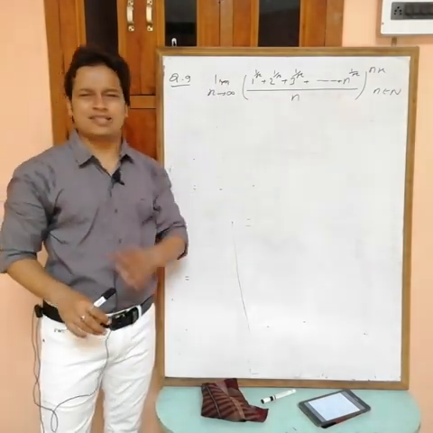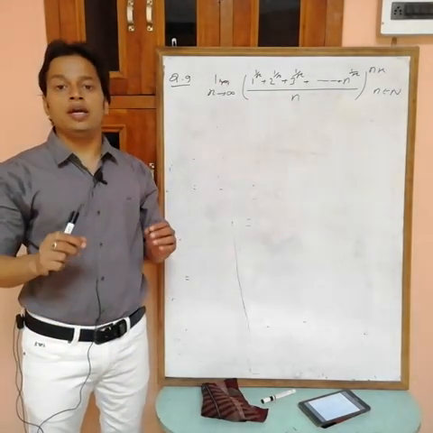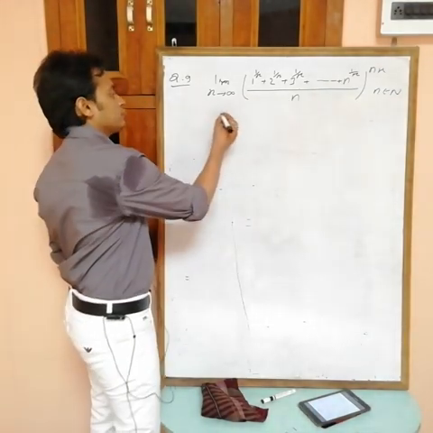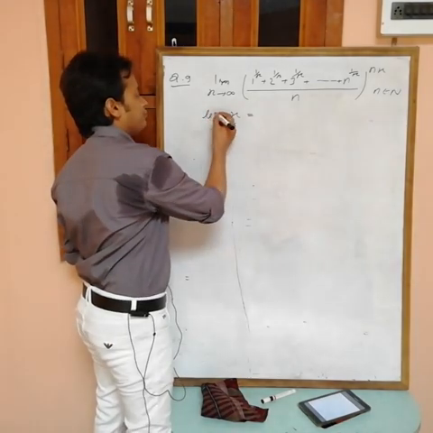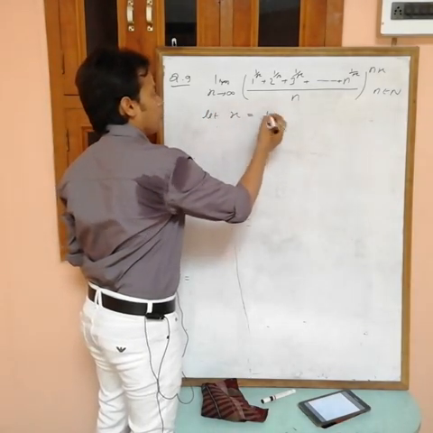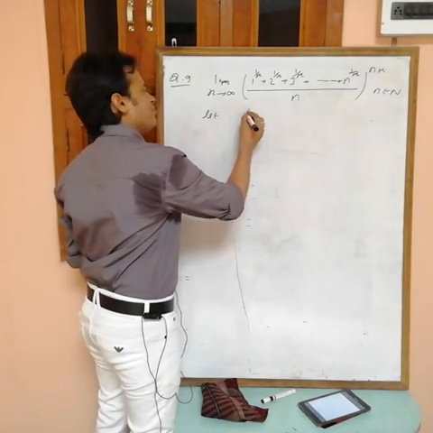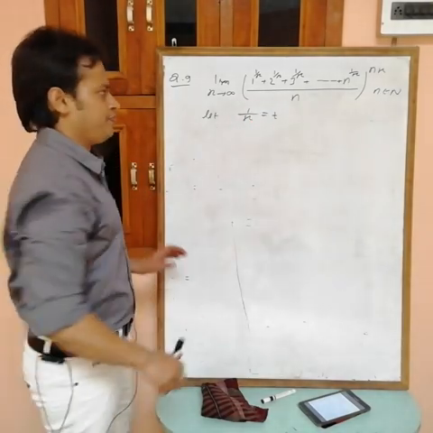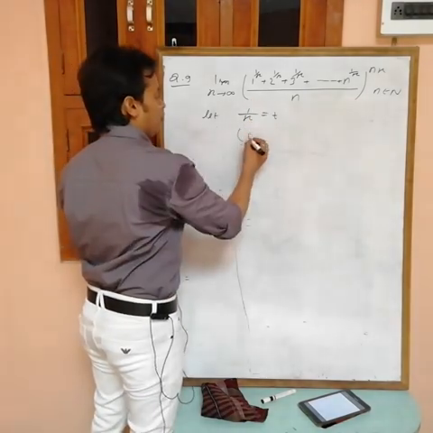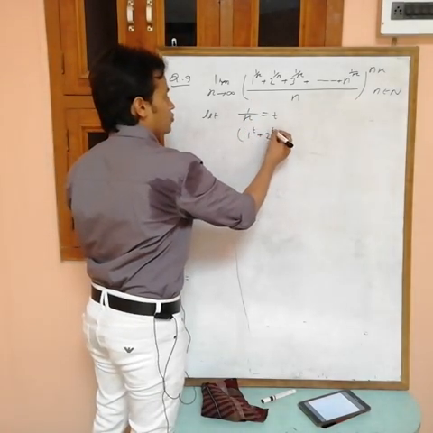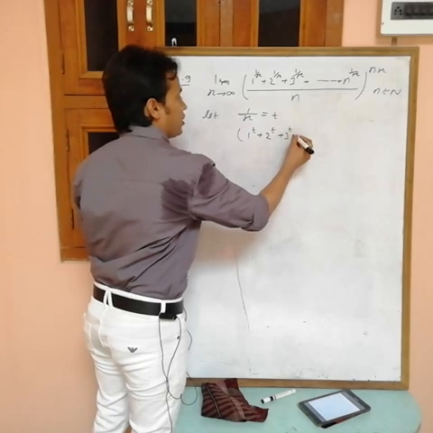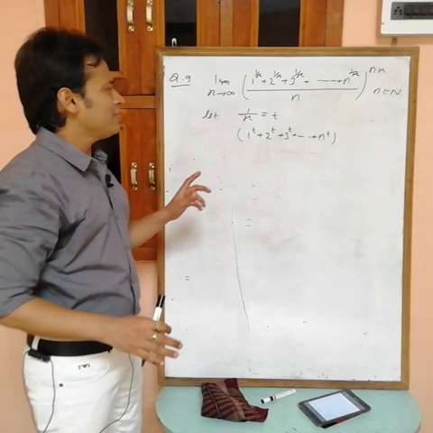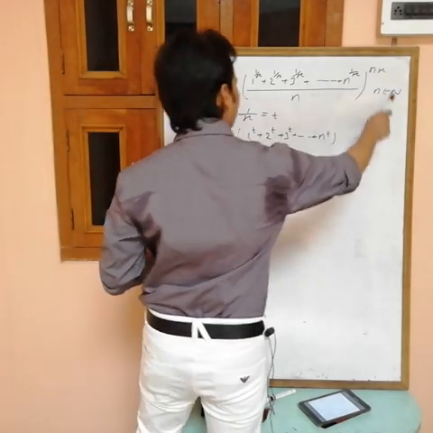Again we have 1 by x. I don't like 1 by x. So can I replace x with 1 by t? Let x equal 1 by t. It means 1 by x equals t, both are the same thing. I want to replace 1 by x as t. Then see what you will get: 1 power t, 2 power t, 3 power t, n power t. If you are replacing 1 by x as t, then x becomes 1 by t.